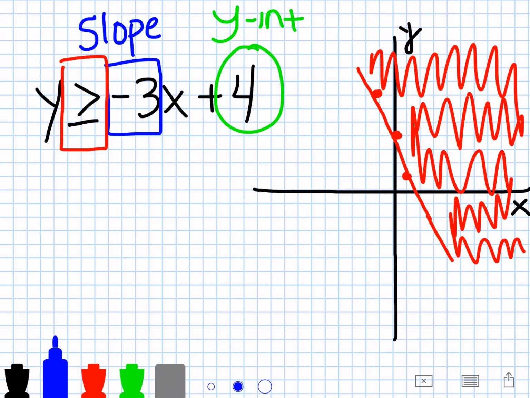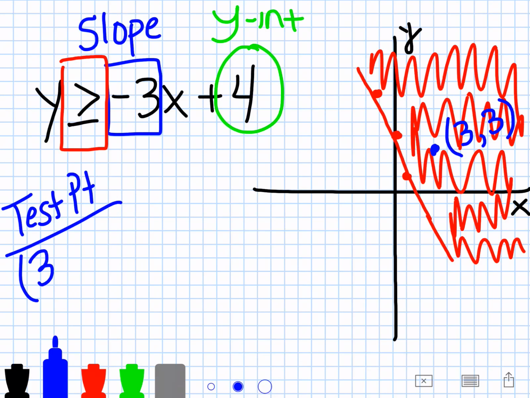So in this shaded area, I'm just going to pick a random point. Let's say I want to pick this point right here. So this point is going to be a +3 on the x, 1, 2, 3, and +3 on the y, 1, 2, 3. So I have a test point of 3 and 3.